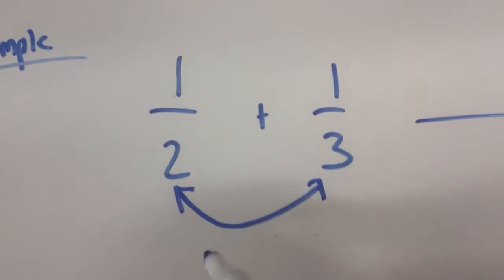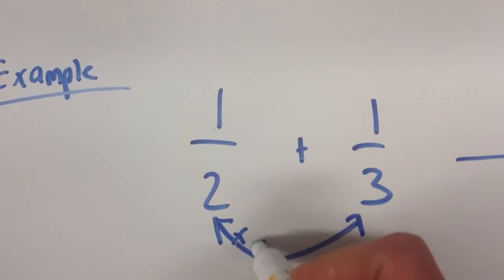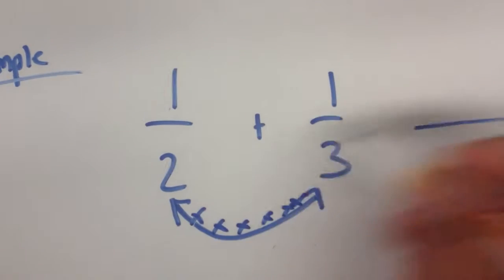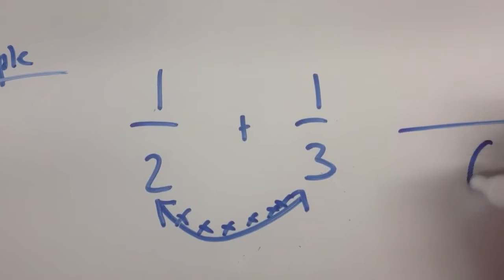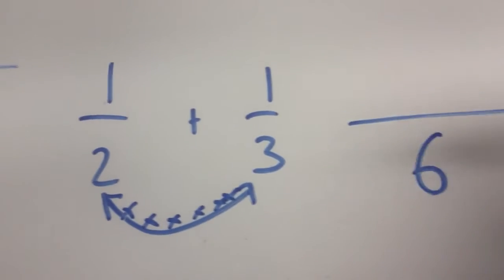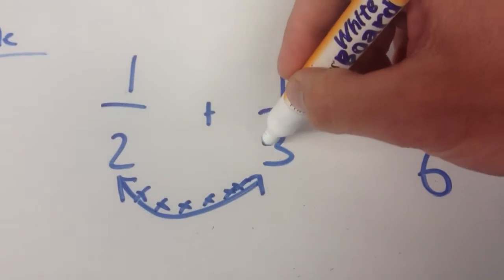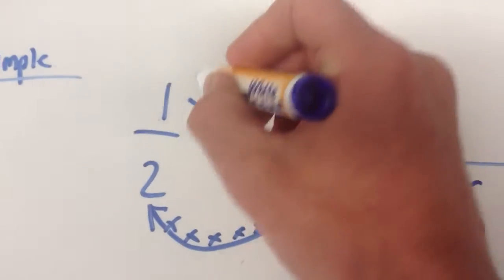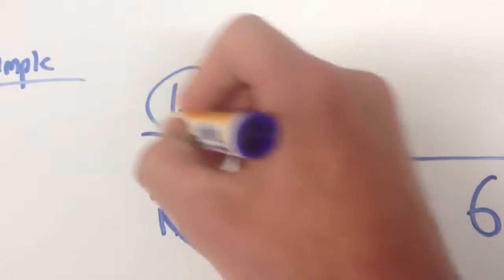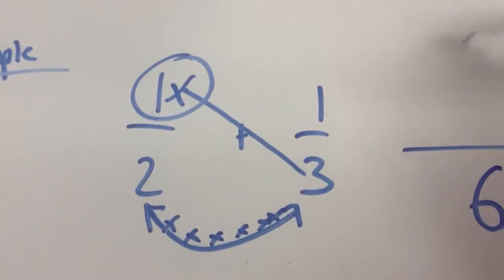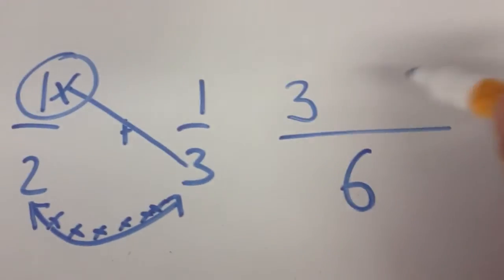And what I do is I draw in my little mouth there, and I start to draw in some teeth to remind myself that I'm timesing. So 2 times 3, and that equals 6 over here. Next thing I do is I'm going to cross multiply the numerators. So I draw my line up here, and I'm going to times that number together. So 3 times 1 is 3 over here.